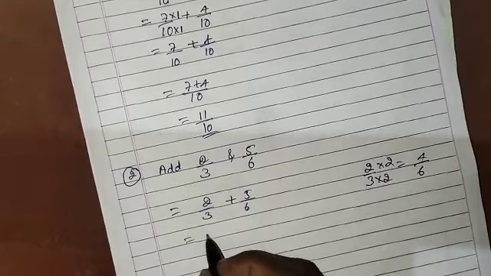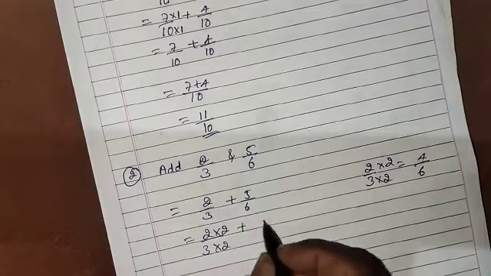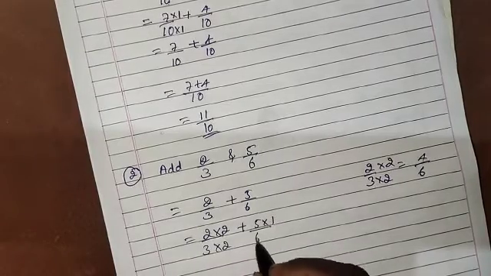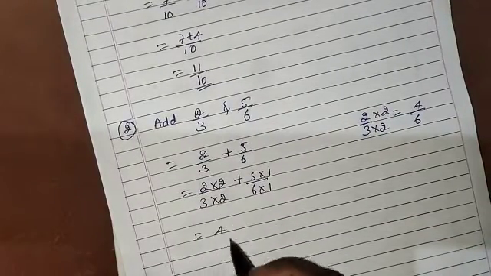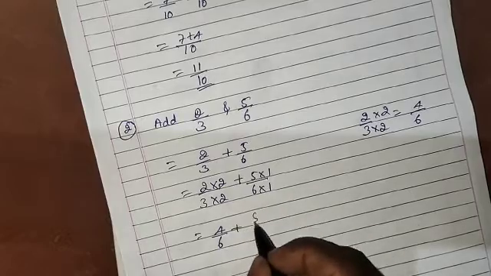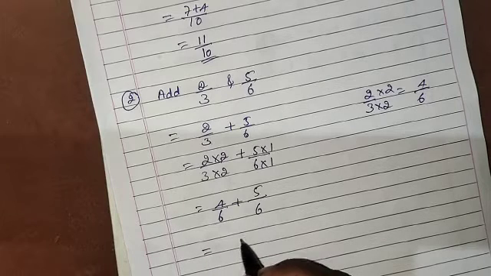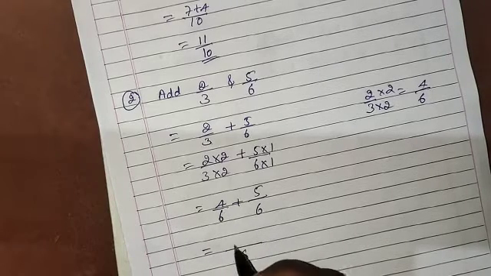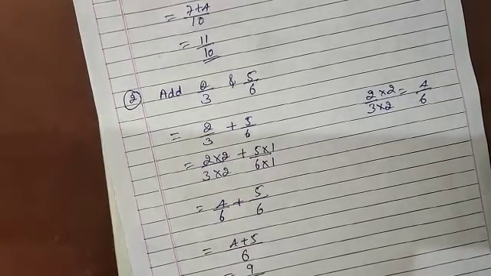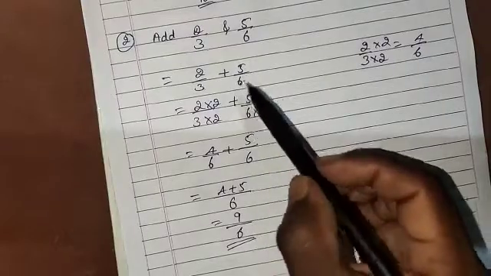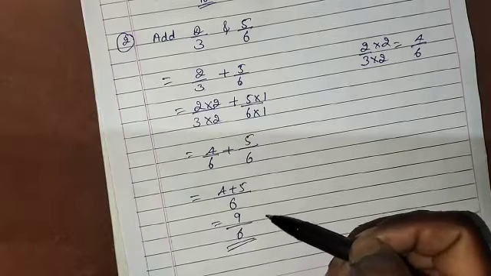So for this we multiply by 2 on both numerator and denominator, and for the other fraction we multiply by 1. Now 2 2s are 4, 3 2s are 6, plus 5 1s are 5 and 6 1s are 6. Now these two fractions are like fractions, so we can easily add. 6 is the LCM and we add the numerators: 4 plus 5 is 9, divided by 6. 9 by 6 is the final answer. Thus we add unlike fractions.